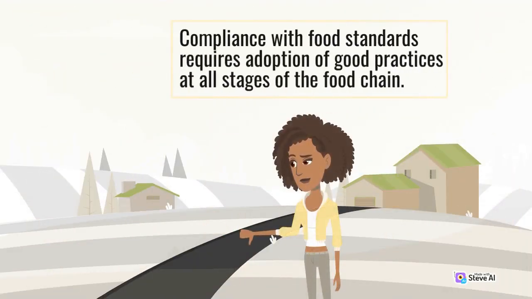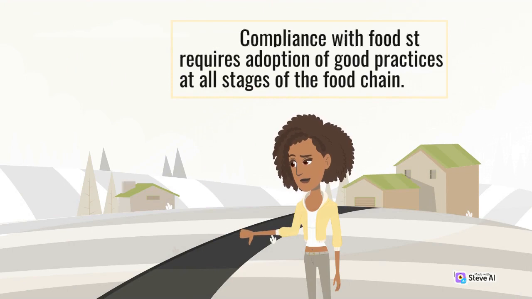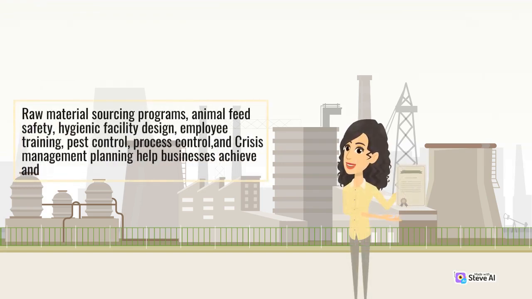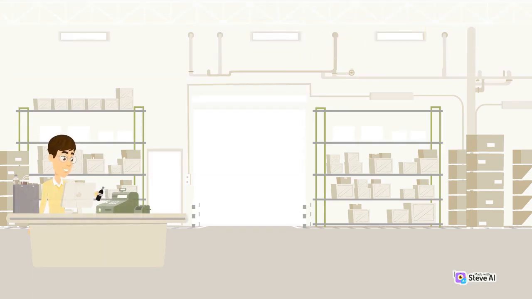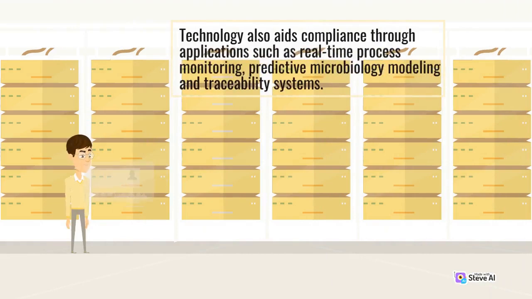Compliance with food standards requires adoption of good practices at all stages of the food chain. Raw material sourcing programs, animal feed safety, hygienic facility design, employee training, pest control, process control, and crisis management planning help businesses achieve and maintain conformance. Technology also aids compliance through applications such as real-time process monitoring, predictive microbiology modeling, and traceability systems.